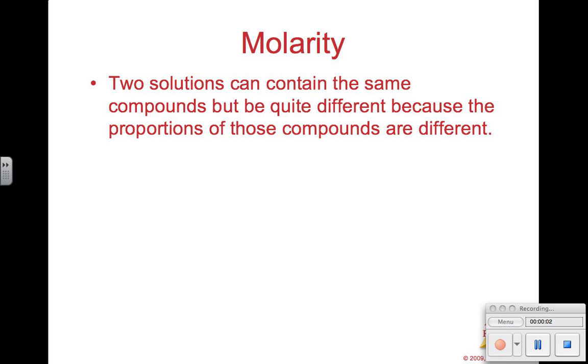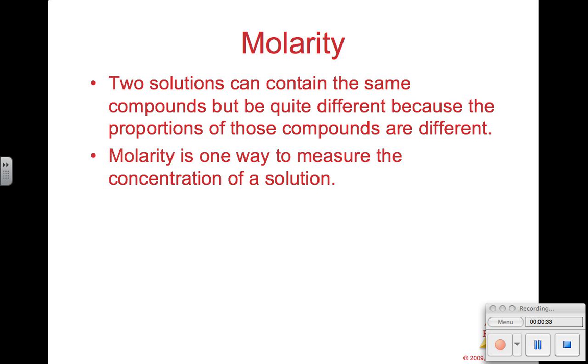Okay, so today we are looking at the end of chapter 4, which is molarity and solutions, especially related with stoichiometry. Molarity allows us to talk about the concentration of a solution. Two solutions can contain the same compound but be quite different because the proportions of those compounds are different. We can have two solutions of sugar water, but one can have a much higher molarity and thus much more of that compound present.